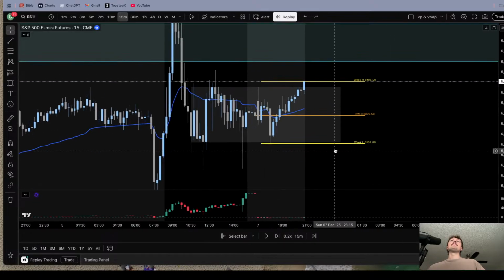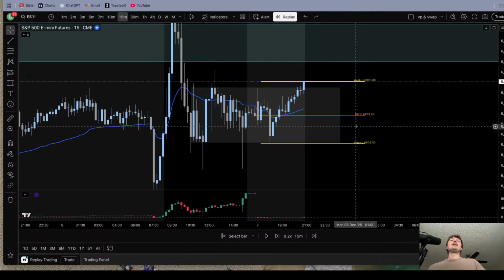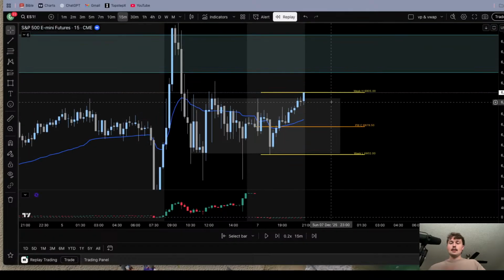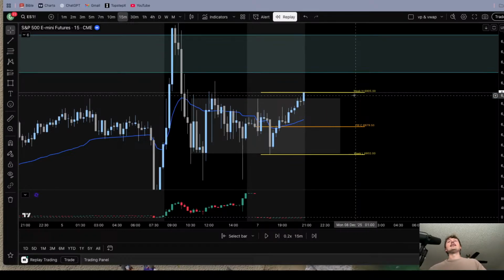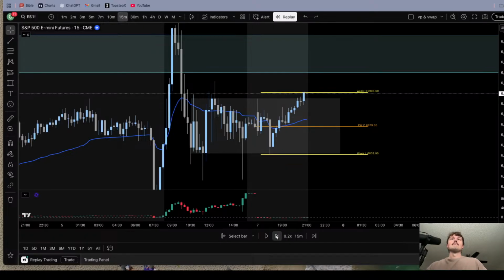Boom. Here we go. So we've broken out of the box. Now my bias right now is longs. But what I want to see is maybe we'll push higher into this zone, and then we'll retest maybe this weekly high, this new weekly high it's printing here, and then extend higher, right? So that's kind of where my head's at right now.